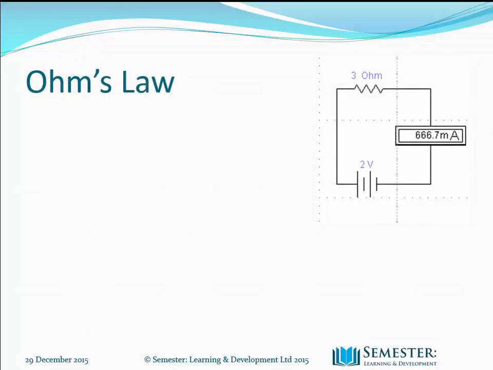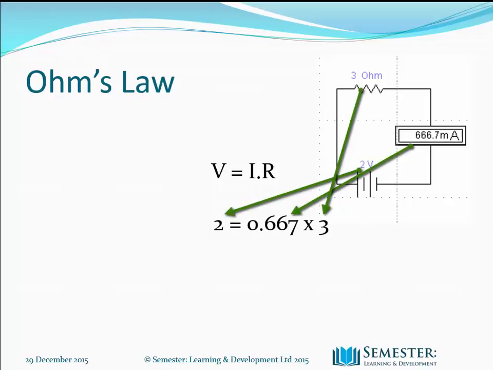So this led to the now famous Ohm's Law, which is written as V equals I times R. So using one of our earlier circuits as an example, we can see that it is indeed true. 2 is in fact 0.667 times 3, or in fact 2/3 of 3, which is 2. However, it's much more useful than that.